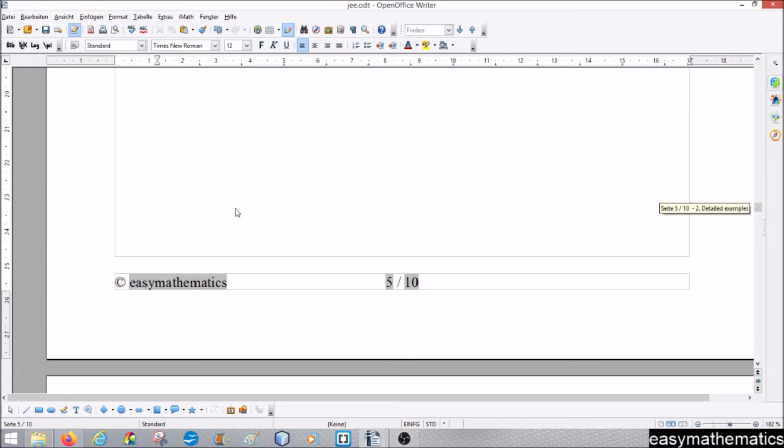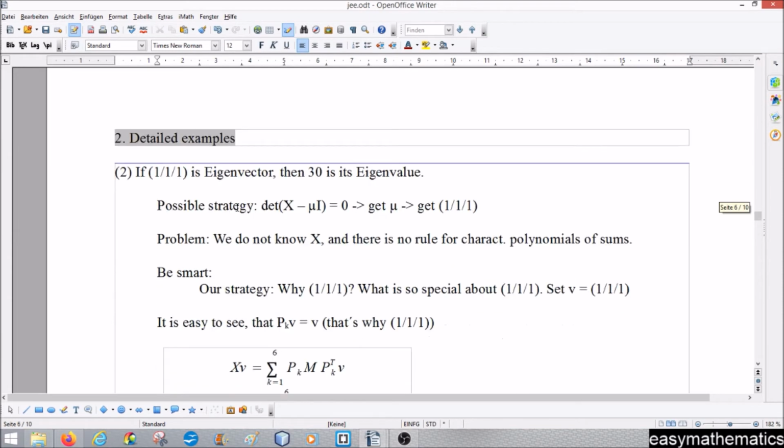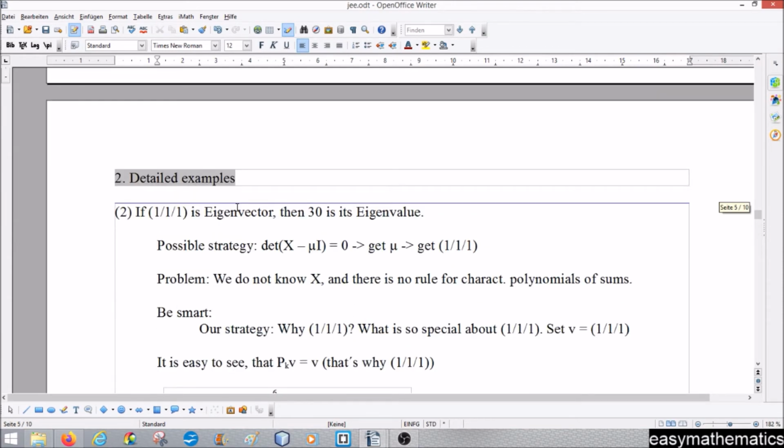Okay. Question 2. Like I said, of course we could try to evaluate the determinant of x minus mu times the identity matrix. Then we get the eigenvalues mu, and then we can maybe get the eigenvector 1, 1, 1. This is also possible, but very time consuming, and it's not the goal of the exam. Okay, so we should care about the 1, 1, 1. Why 1, 1, 1? What is so special about that?